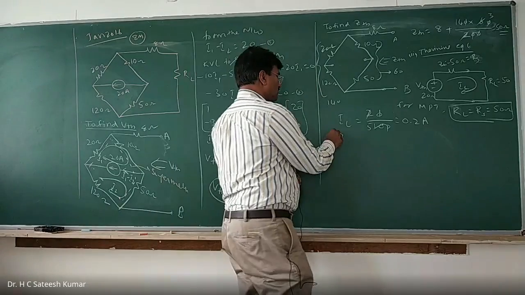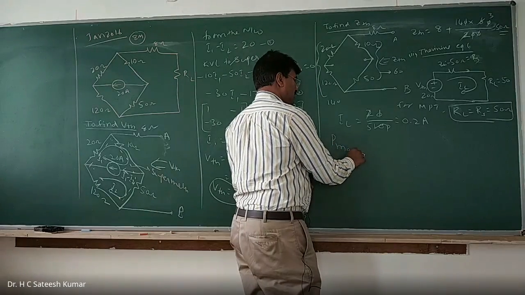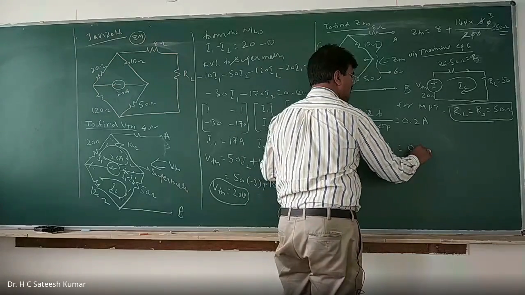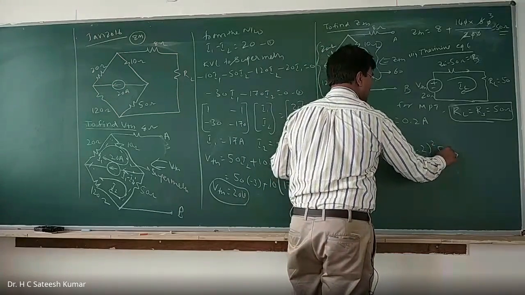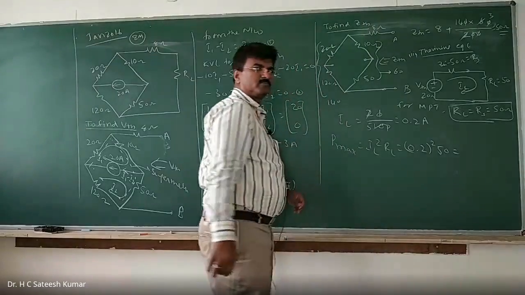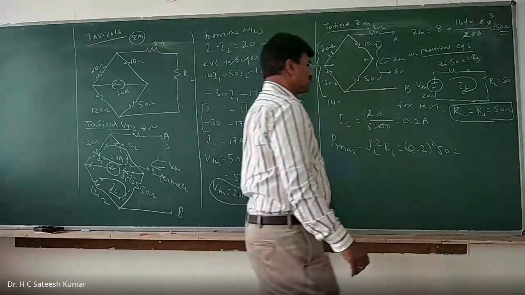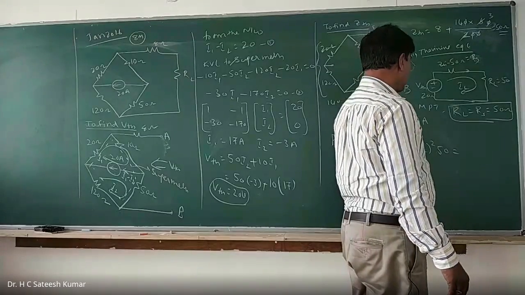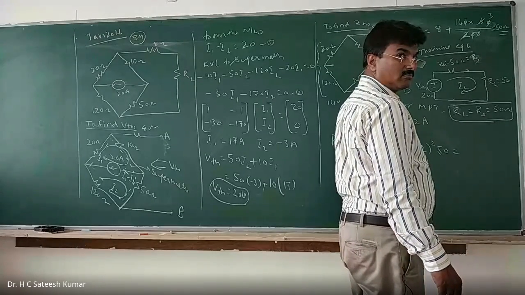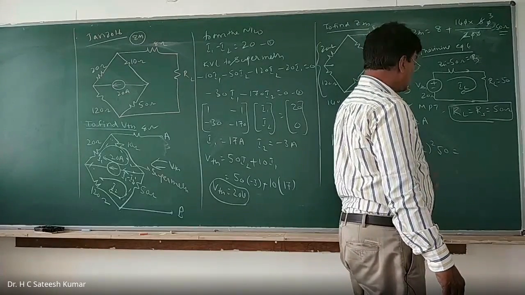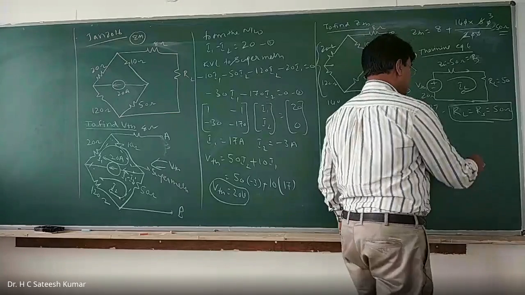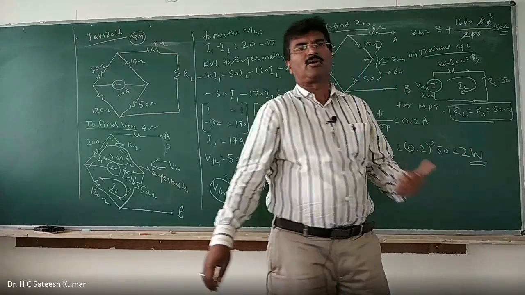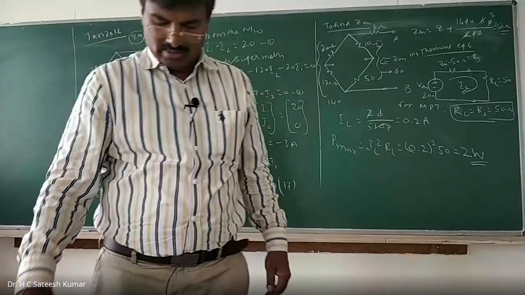Power, P max, is equal to IL squared into RL. IL squared is 0.2 squared into 50. How much is that? 0.2 squared is 0.04, into 50. How much is that? 2 watts is the maximum. That's all for the 8 marks he has asked in the examination. I think you can do this, right?